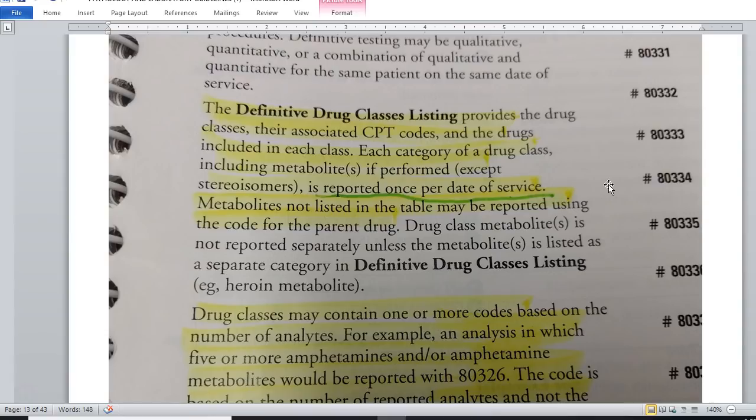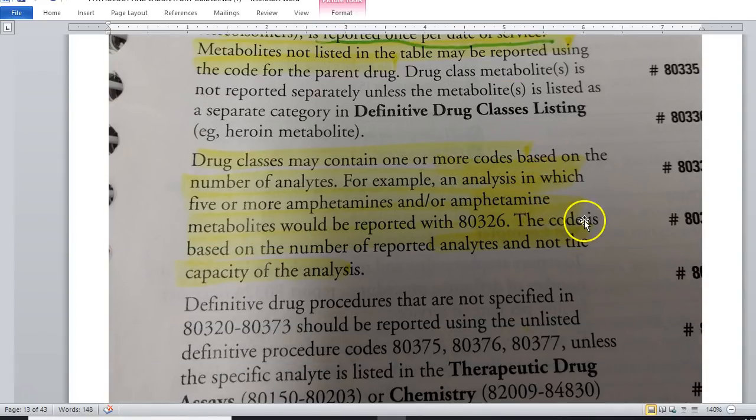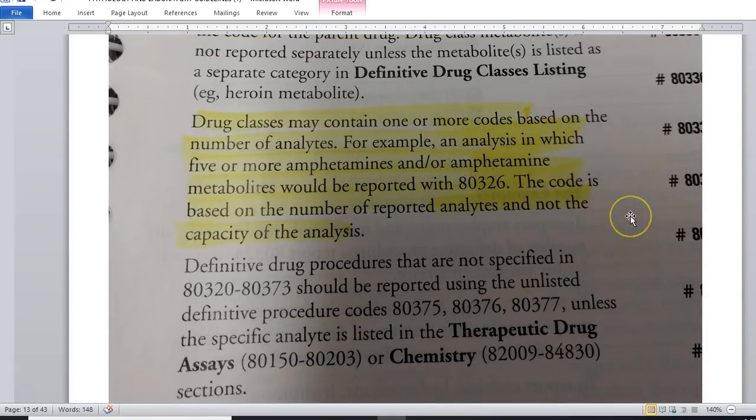Okay, so again, what do we know about what is in the sample? Now again, drug classes may contain one or more codes based on the number of analytes. So how many things are we analyzing? For example, an analysis in which 5 or more amphetamines or amphetamine metabolites would be reported with 80326. The code is based on the number of reported analytes and not the capacity of the analysis.